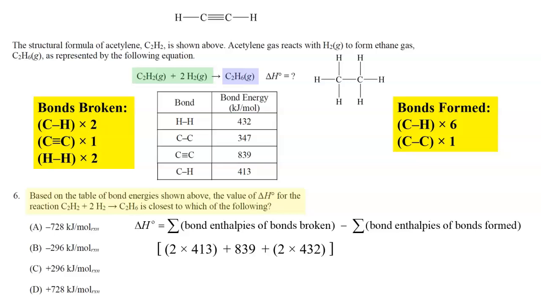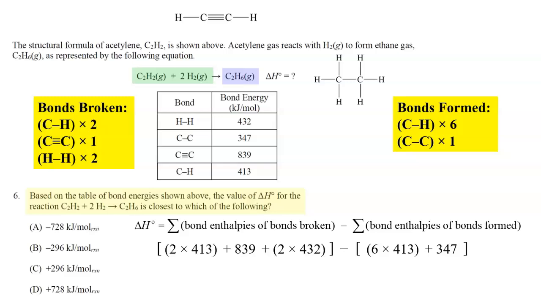Now, for the sum of the bond enthalpies of the bonds formed, we have 6 carbon-hydrogen bonds, so 6 times 413. And then we have 1 carbon-carbon single bond that is formed, and that's 347. So now that all the numbers are in place in this equation, we can pick up our calculator and do the math.